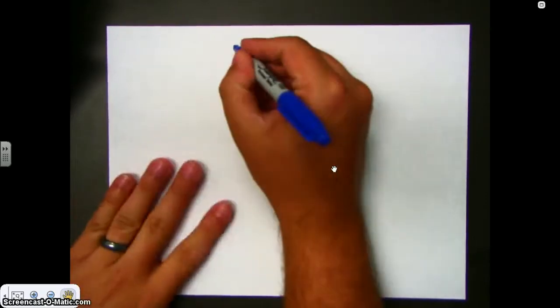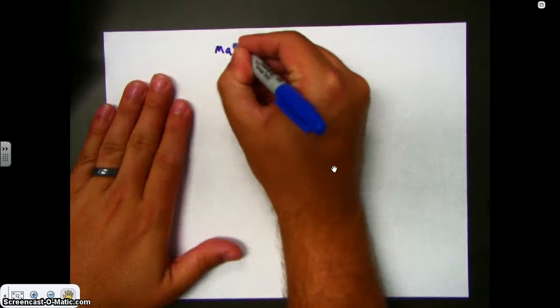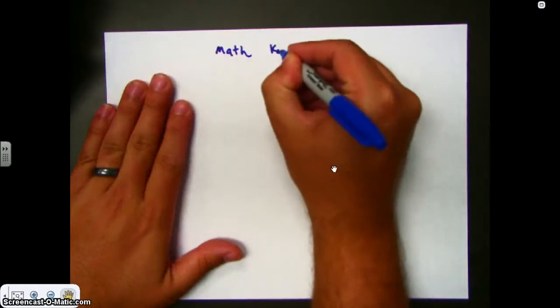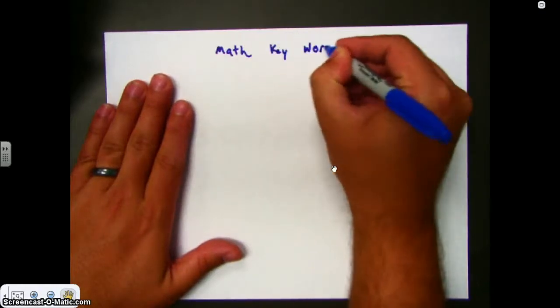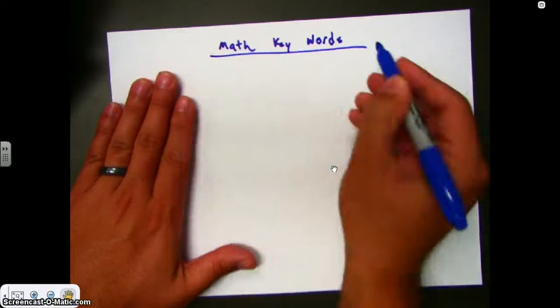So the way we're going to do this is we're going to use a tree map. And a tree map always has a title. So at the top, I'm going to put math keywords. All right.